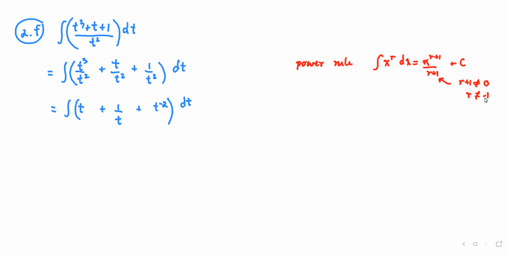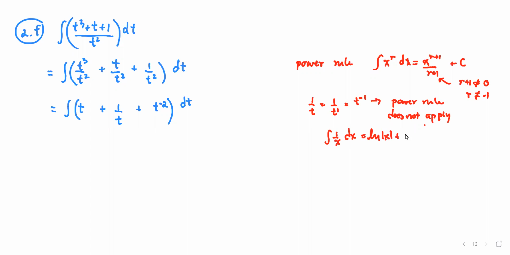That's a restriction, because 1 over t is 1 over t to the first, which is t to the negative first power. In this case, the power rule does not apply. So the only rule that applies for this is the log rule. So we have to use the log rule for the 1 over t, or the reciprocal of the variable.